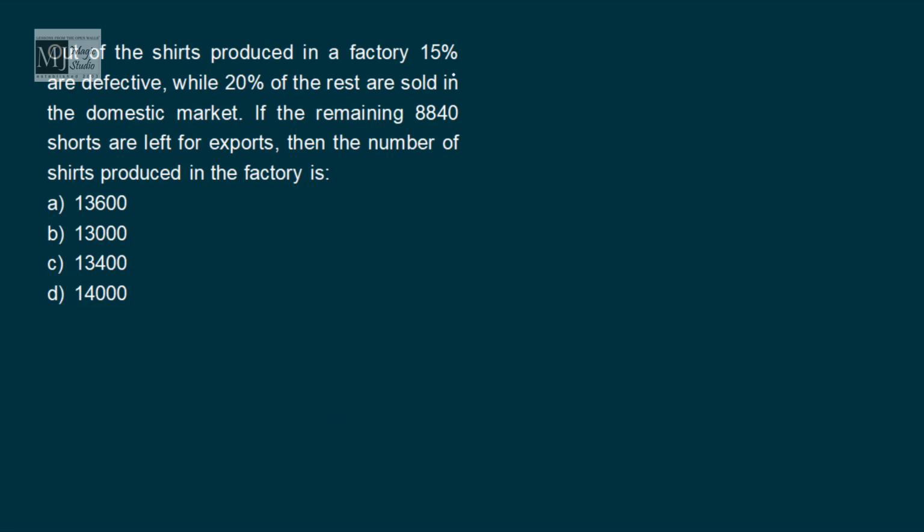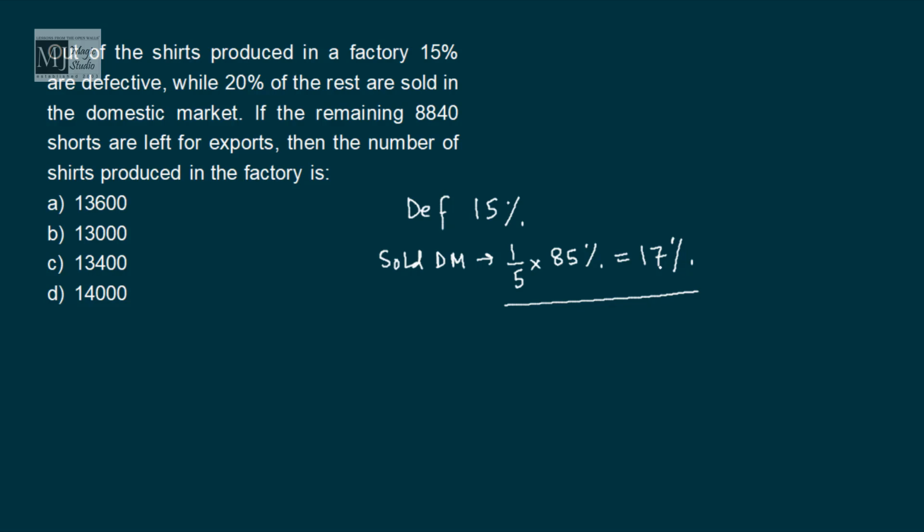Out of shirts produced in a factory, 15% are defective. While 20% of the rest are sold in the domestic market. Sold in the domestic market are 20% of the rest. Rest is 85%. So 20% of 85% is 17%. Of the remaining, so how much would be the remaining? 15 plus 17 is 32%. That means remaining is 68%.